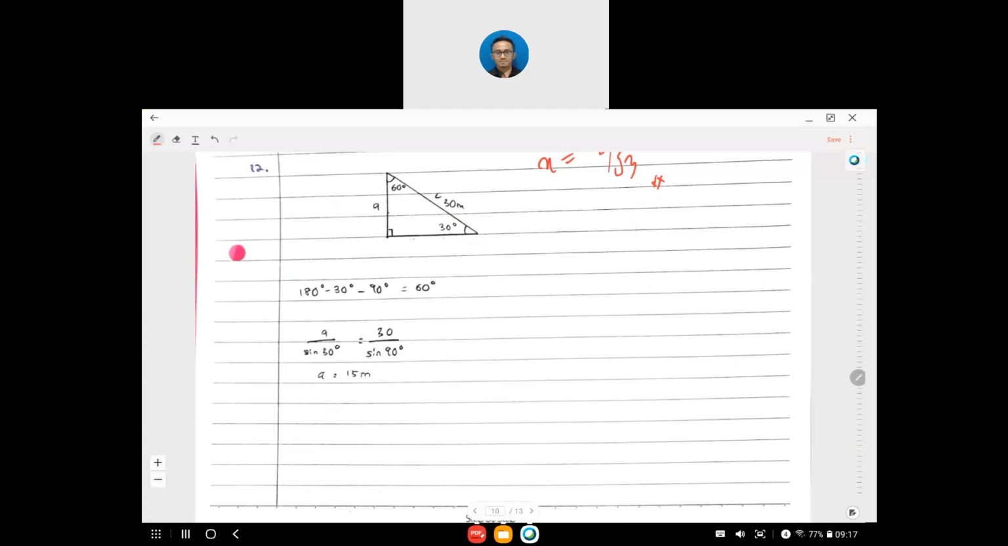Question 12. Okay. This one, okay, correct. Your diagram. So 180 minus 30 minus something equals 60. So you can find, just substitute in the formula of sine. So you can get A equals 15 meter. Okay, this one is correct. Any problems?